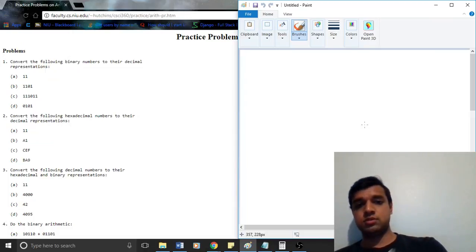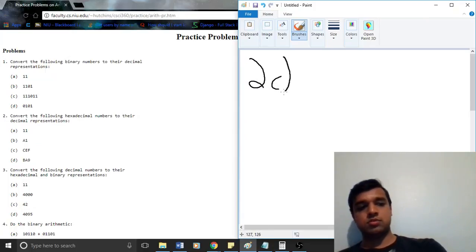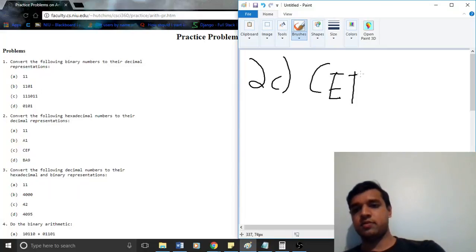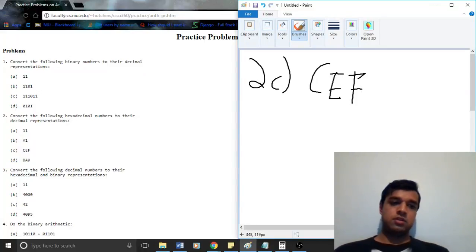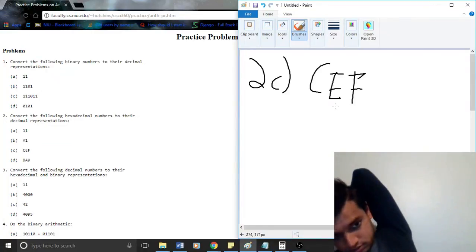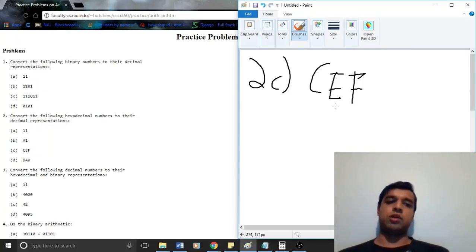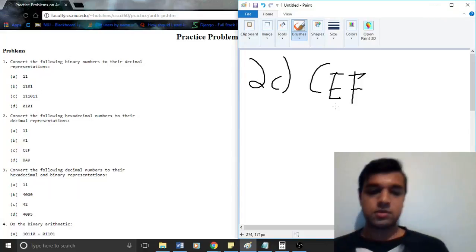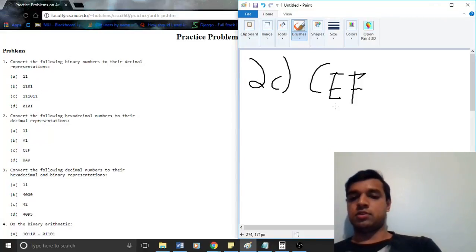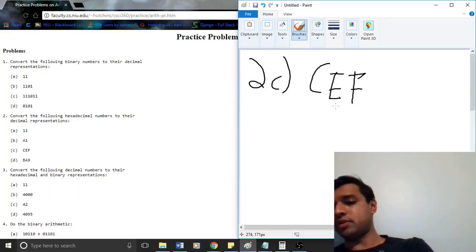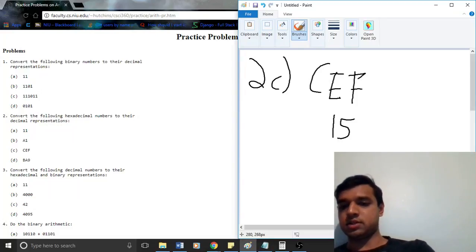So let's do 2C, which is C, E, F. Now in this example right here, you had to turn a hexadecimal number to a decimal representation. So most of the time when you look at this, you're like, okay, what do I do first? Like, I don't know what to do. So here, let me give you an example.